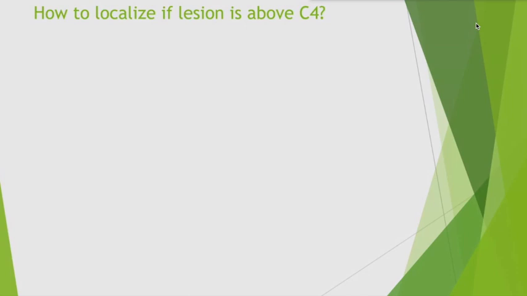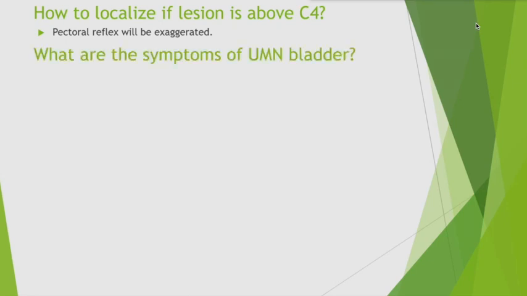Now you said above C5 there is an exaggerated biceps jerk. How do you know it's above C4? We put a finger on the pectoralis major laterally and tap on that with the knee hammer, and you can see the exaggerated contraction of pectoralis major. This is called the pectoral reflex.